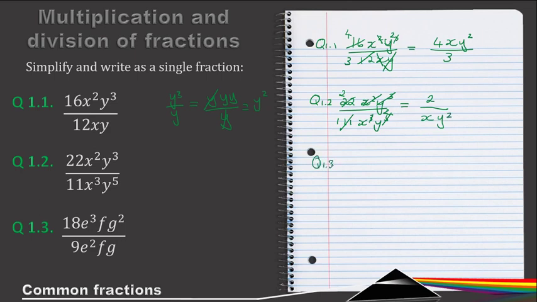Then finally for question 1.3, we have 18 e to the power 3 f g squared all over 9 e squared f g. Alright, so starting to cancel, 9 can go into itself once, into 18 twice. Then e to the power of 2, so we can cancel e squared at the most top and bottom, so that cancels. And then we have 1e left here at the bottom. Here we have f, so f can cancel top and bottom, and g can cancel 1 at the bottom and 1 at the top. So now just writing down what's left, we've got 2e and g. And at the bottom we can just put a 1 because everything at the bottom was cancelled, so I can just simplify it to 2eg.